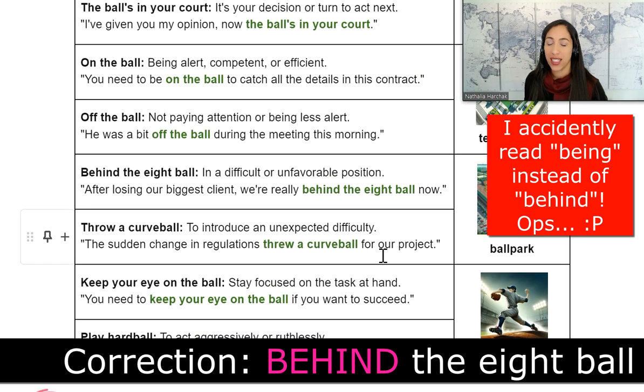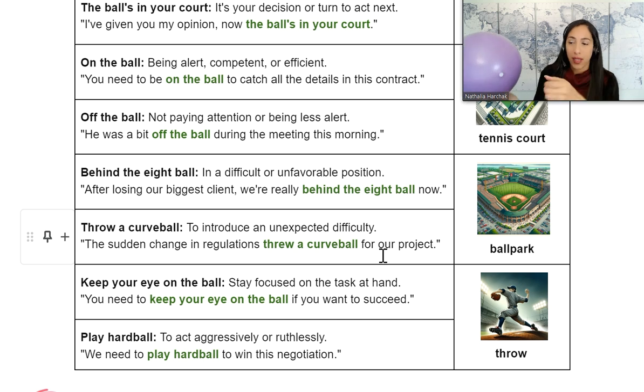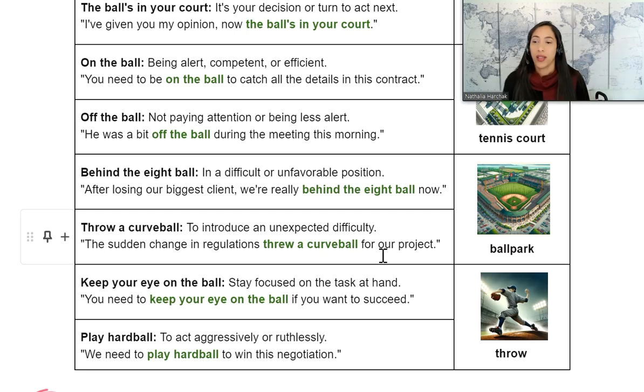Behind the 8 ball. I was reading about this expression. Apparently, it comes from pool. I don't have a pool ball here, but normally you have a stick, you try to hit that ball, and the ball goes into a pocket. I will show you a picture here. Pool. The 8 ball. So behind the 8 ball means in a difficult or unfavorable position. After losing our biggest client, we are really behind the 8 ball now.